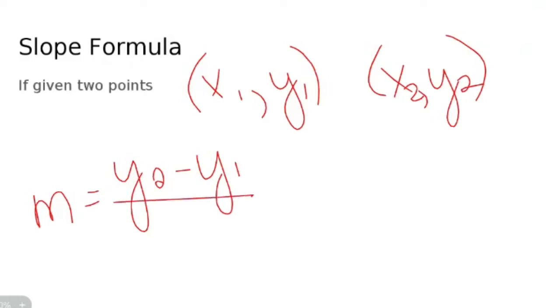M equals y sub 2 minus y sub 1 over x sub 2 minus x sub 1. Okay. So that's the slope formula.